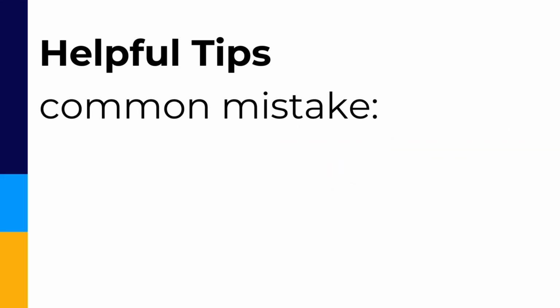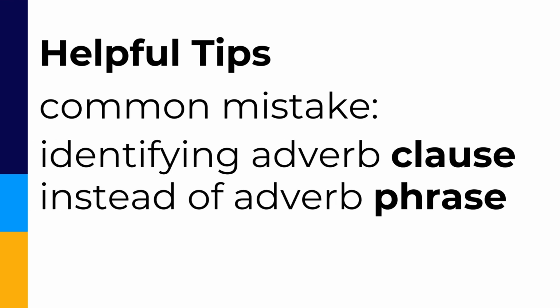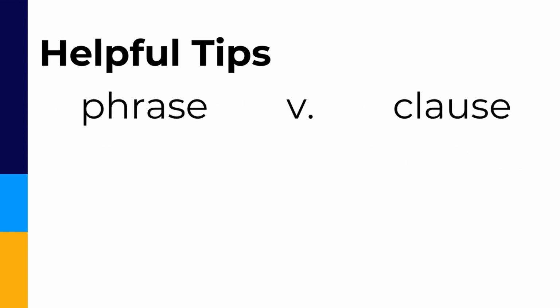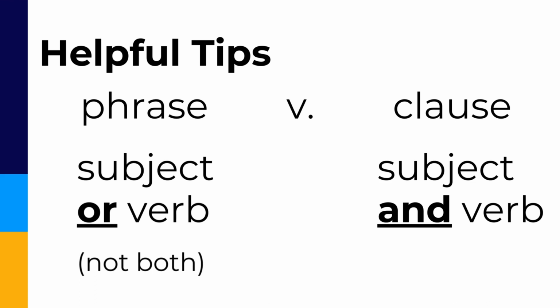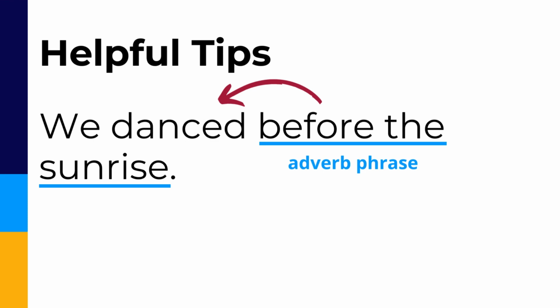Now, for one quick common mistake that a lot of people make when they are trying to identify adverb phrases: they often, instead of identifying adverb phrases, actually end up identifying adverb clauses. The big difference between a phrase and a clause is that a clause includes both a subject and verb, and a phrase does not. So going back again to our examples from earlier, if we say we danced before the sunrise, here is a phrase. You'll notice that there is no verb in this phrase, before the sunrise.